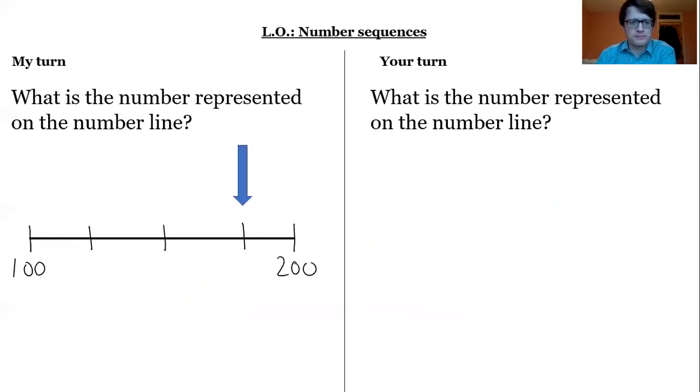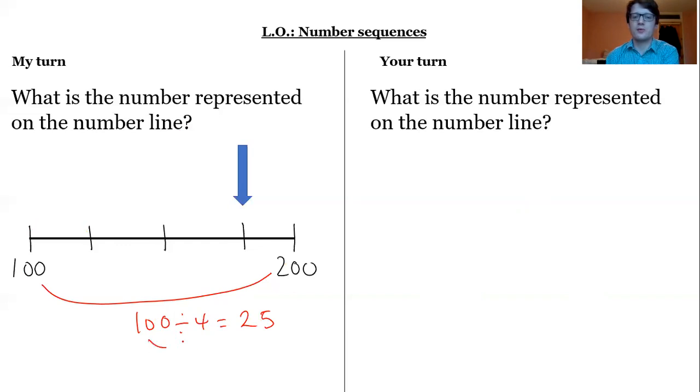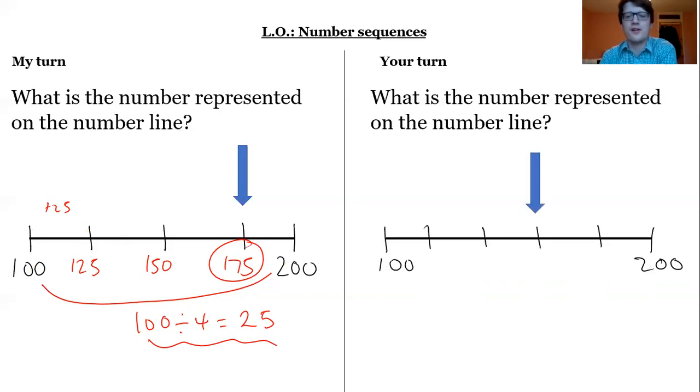One more then. So same thing. What's the difference here? Well, 100. The difference between 100 and 200 is 100. How many parts do I have? Well, I've got 1, 2, 3, 4 parts. 100 divided by 4 is 25. It's a fact we really need to know. It's going to be very helpful next year when we come on to doing more fractions work. So each time I'm adding 25, so I get 100, 125, 150, 175, 200. So the arrow is pointing to the number 175.